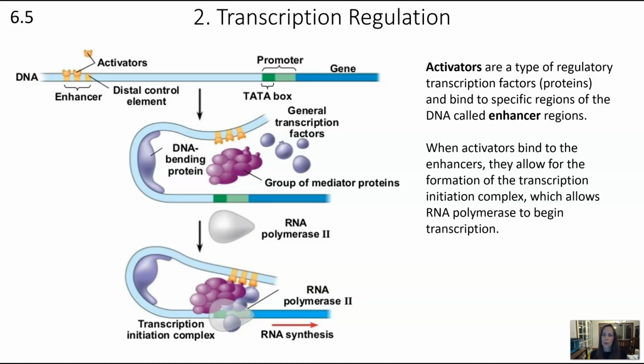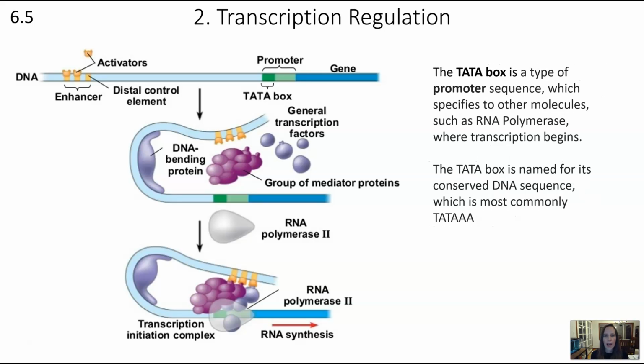Activators are a type of regulatory transcription factors, which just means they help control when transcription is on and off. So they are a type of protein, and they bind to a specific region of the DNA called the enhancer region. When the activators bind to the enhancers, they allow for transcription to happen, and that allows RNA polymerase to begin transcription. So you can see in this diagram that the DNA is not being transcribed until all of those activators bind to the enhancers. And once they do, if you get all those proper activators in place, then transcription begins. The whole complex comes together.